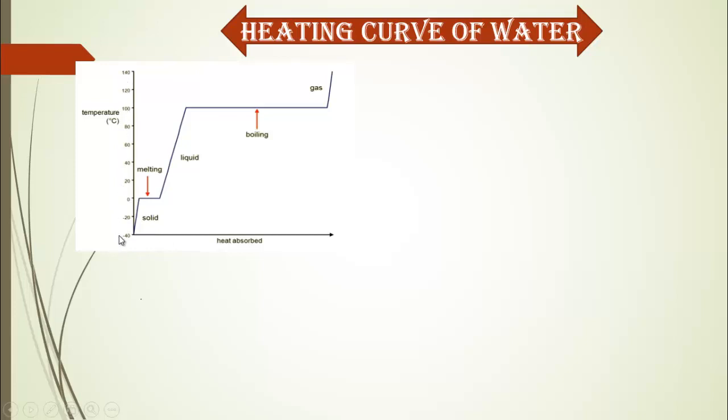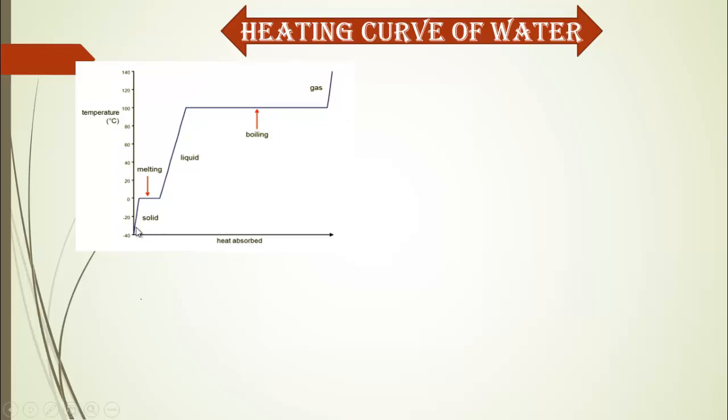Now more clearly, heating curve of water, follow here. Here I have mentioned temperature scale, and this is the heat absorbed, actually time. Now follow here. Here I have shown it started from minus 40 degree centigrade, and minus 40 to 0 degree, up to this portion, this is the solid state of water, and this is melting. And now from 0 to 100 degree centigrade, in this temperature water exists in liquid state, and above 100 degree centigrade the water exists in gaseous state, isn't it?